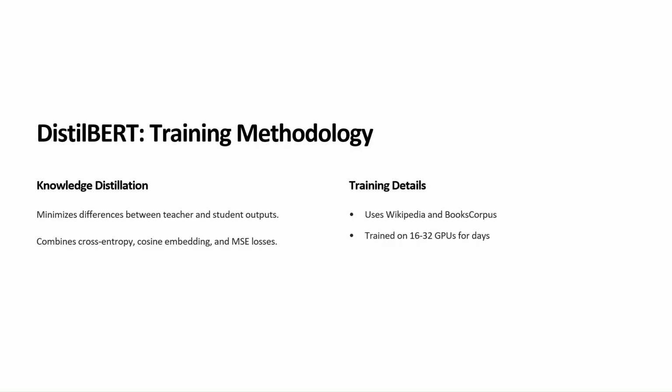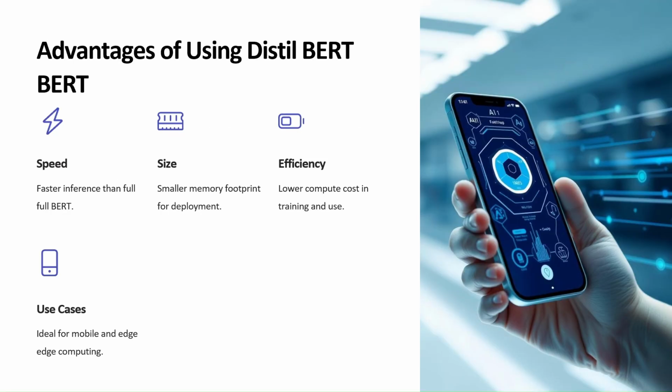DistilBERT training methodology. Knowledge distillation minimizes the difference between the teacher and student outputs. Minimizing that difference is part of the training methodology of DistilBERT. It combines cross entropy, cosine embedding, and MSE losses. Training details: it uses Wikipedia and Vox corpus, trained on 1632 GPUs for days.